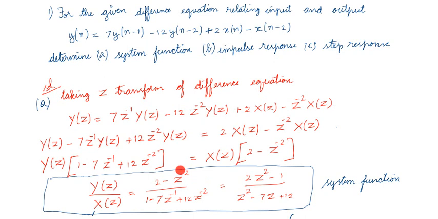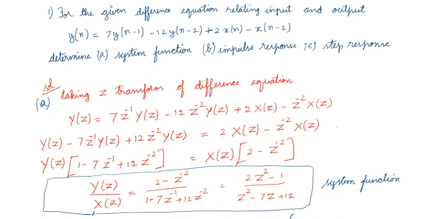Multiplying the numerator by Z square, it becomes 2Z square minus 1. Multiplying the denominator by Z square, 1 into Z square is Z square. 7 into Z power minus 1 into Z square, one Z gets cancelled, so it is minus 7 Z. Plus 12 into Z power minus 2 into Z square, Z power minus 2 and Z square get cancelled, so it becomes 1, so we have only 12. We have just multiplied the numerator and denominator by Z square. This is called the system function or transfer function.